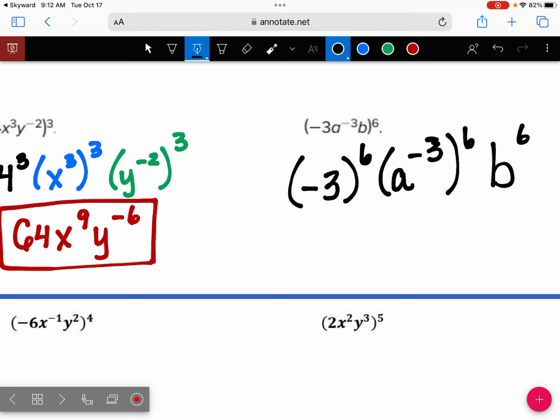If you're using your calculator, make sure you type it in like this. So you have to put that negative 3 inside of a parentheses. You have to let your calculator know that that negative and 3 is together. If you only put negative 3 to the power of 6, you're going to get a negative answer, which is wrong. So make sure you're typing this in your calculator just like that.